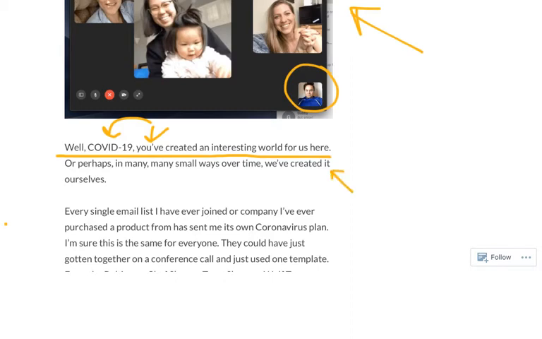And then the second sentence here is giving me, again, something to think about, like, or maybe it's a situation we created ourselves. And in my mind, I'm already going through a bunch of things that have happened so far that have created the situation we're in. And Amanda has not needed to go through and tell us everything that's happened. She's just suggesting it. Every single email list I have ever joined or company I've ever purchased a product from has sent me its own coronavirus plan. I'm sure this is the same for everyone. It definitely was the same for me. They could have just gotten together on a conference call and just used one template.